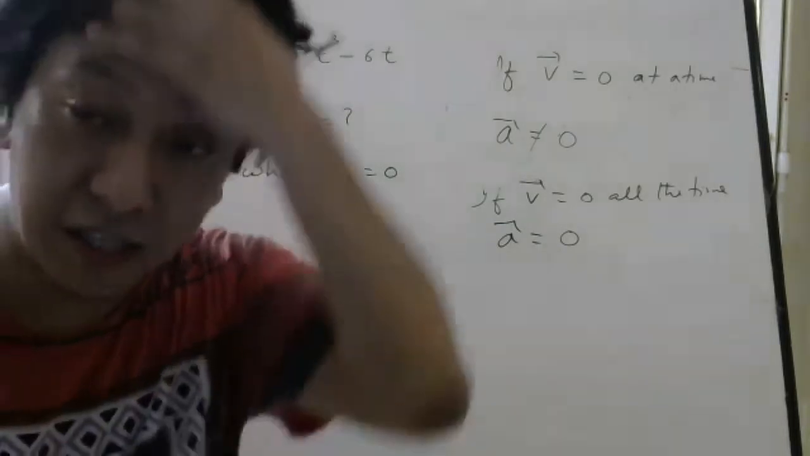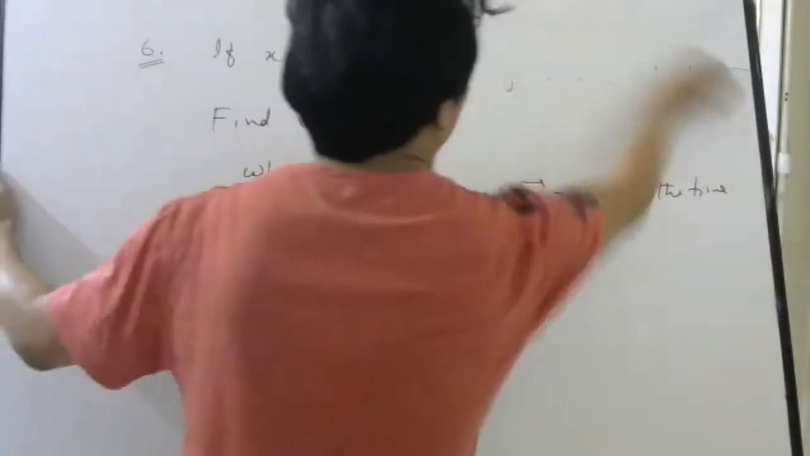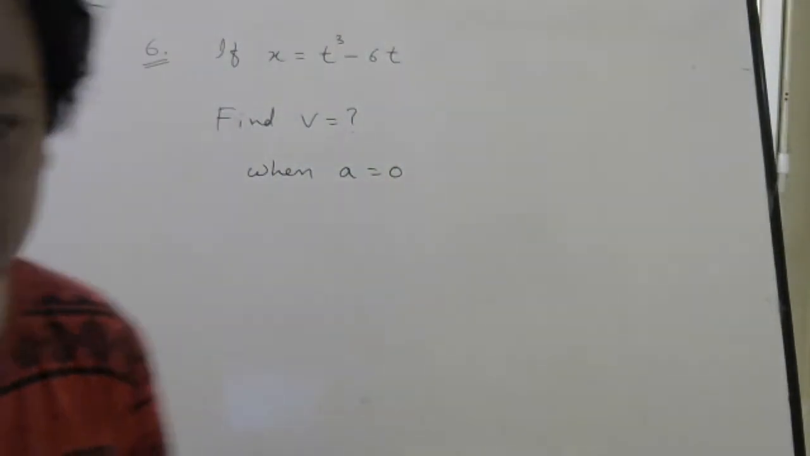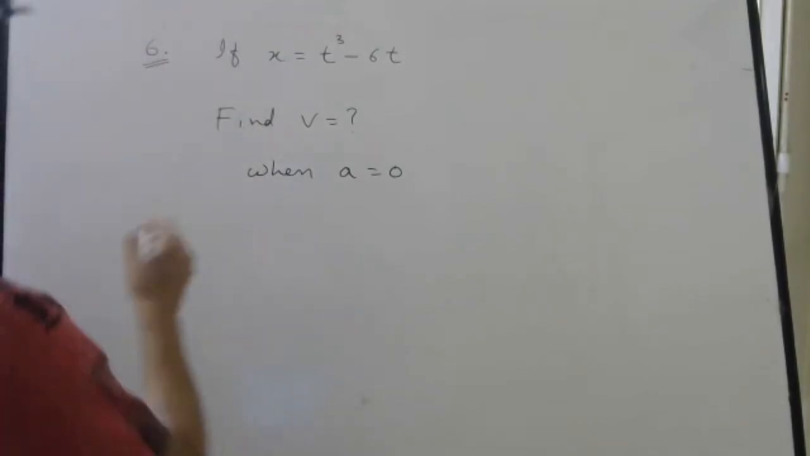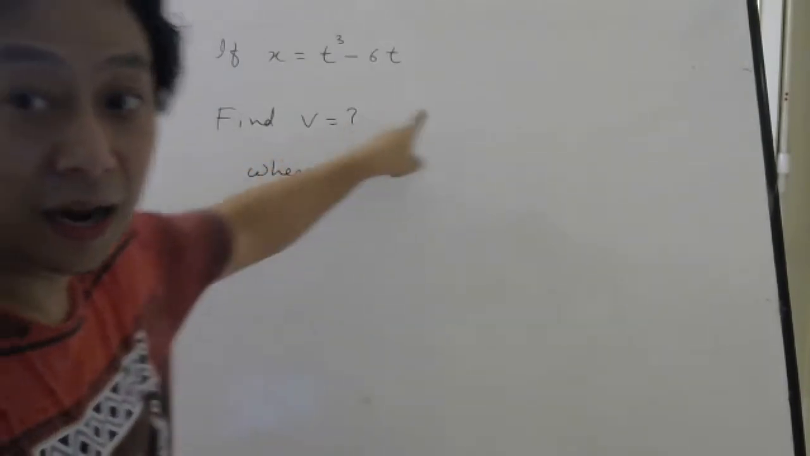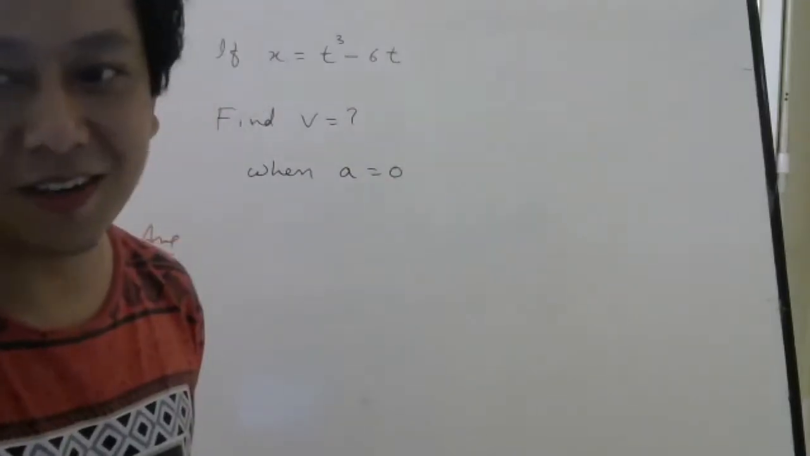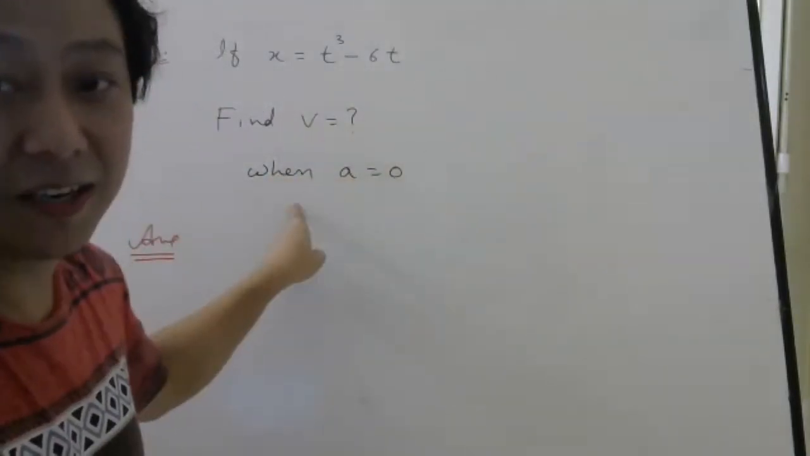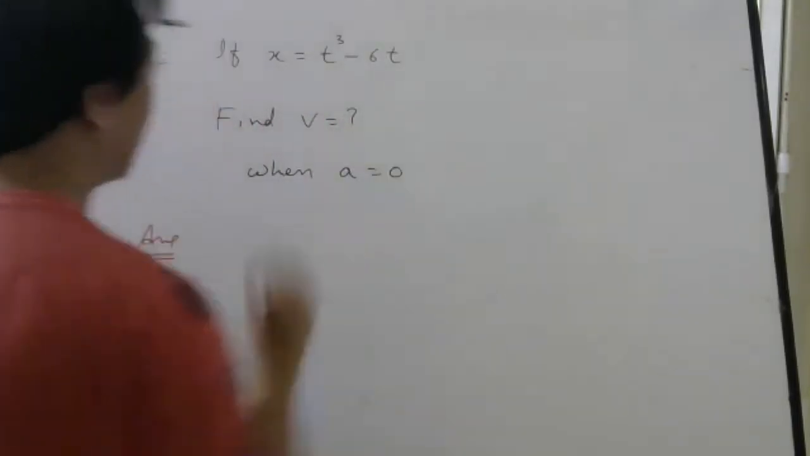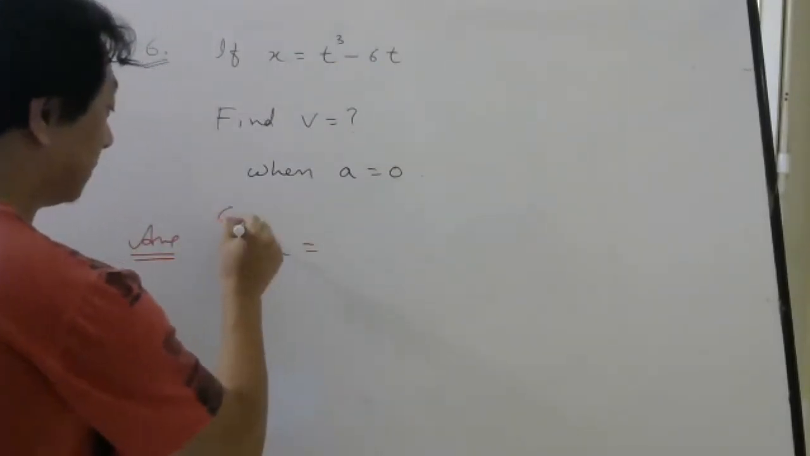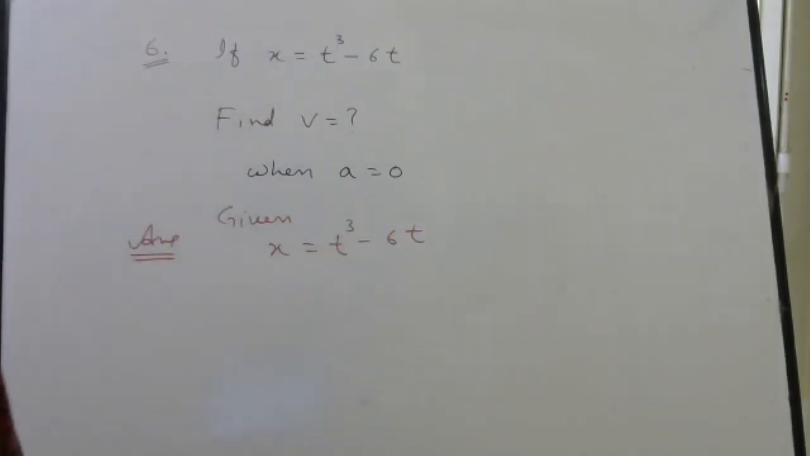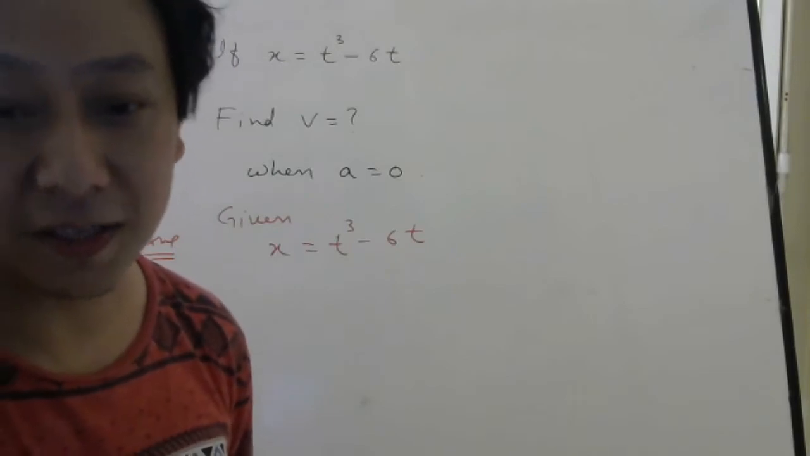About what kind of velocity and acceleration they are talking? Average or instantaneous? Instantaneous. Okay. So let us start solving. Remember, we have to find velocity at some time, but that time they have not given. But they have told at that time acceleration should be 0. So we have to find velocity when acceleration is 0. Okay, so let us start. Given, position coordinate is t cube minus 6t.